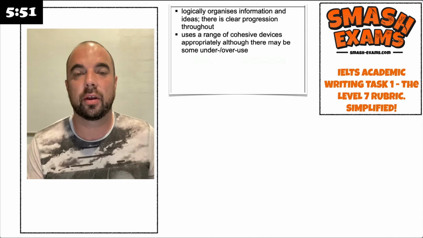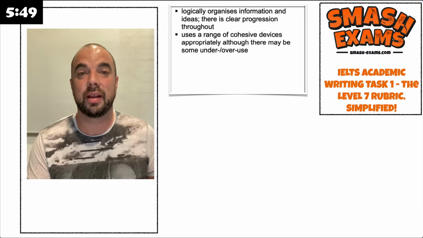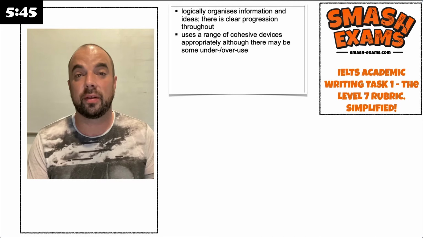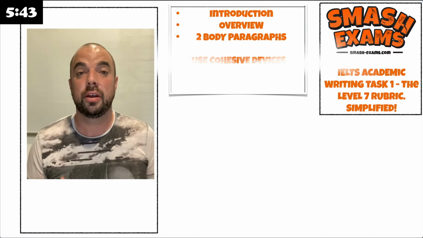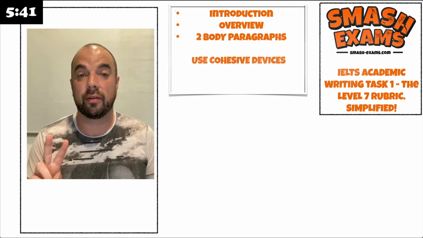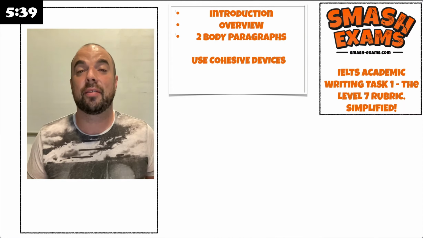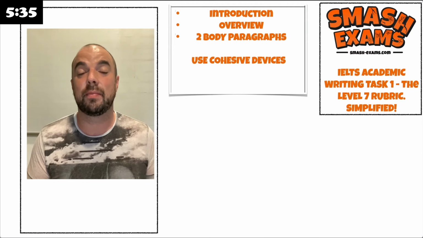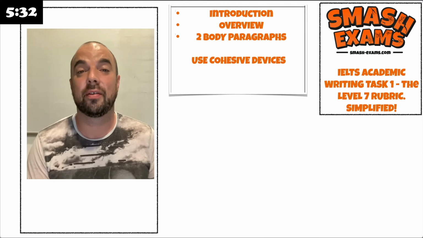The next thing is coherence and cohesion, which basically means it needs to make sense and it needs to flow together. So the best way to do this is use a 4-paragraph structure, such as an introduction, an overview, and then 2 body paragraphs. And the next thing you need to make sure you have is use cohesive devices, which basically means words that stick sentences together.